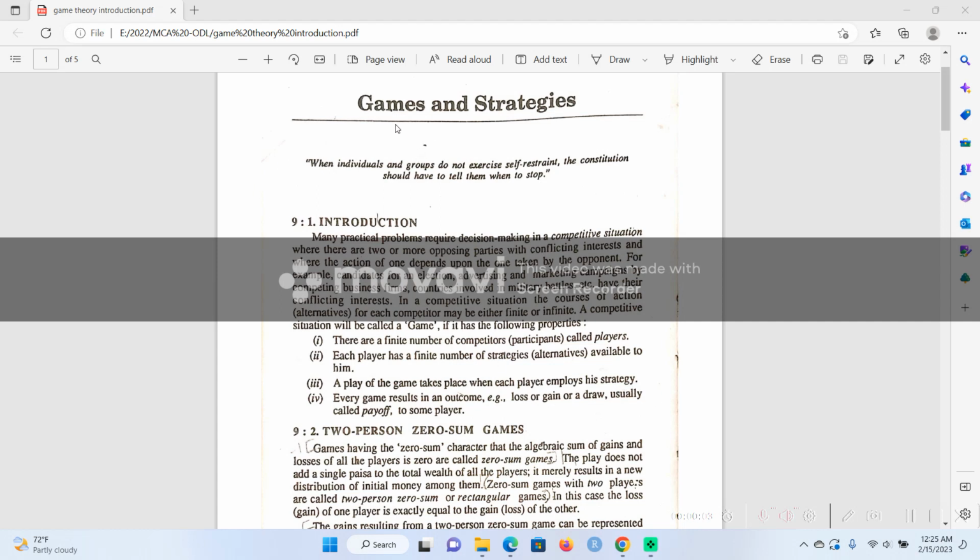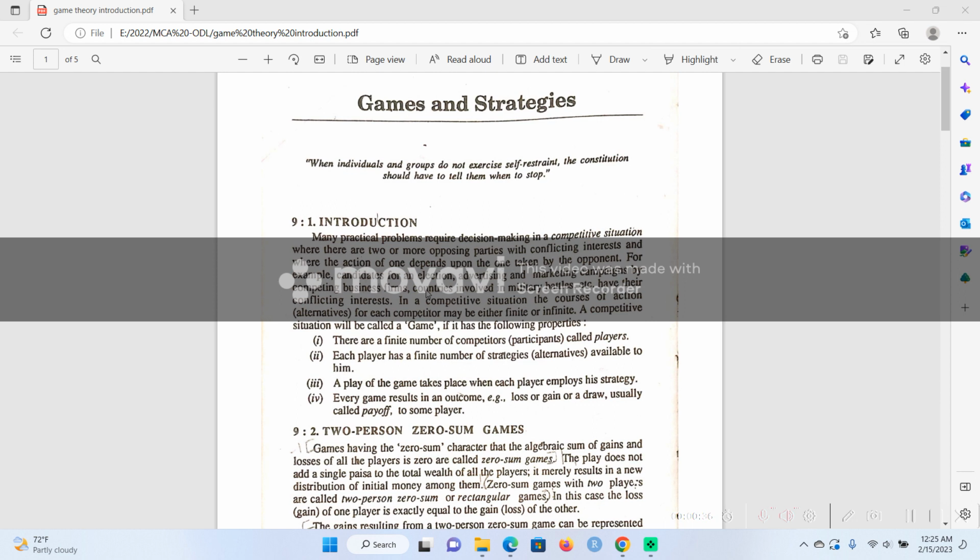Hello students, today we are going to study an introduction to game theory. So first we should know what is meant by a competitive situation. Many practical problems require decision making in a competitive situation where there are two or more opposing parties with conflicting interests, and where the action of one depends upon the one taken by the opponent.